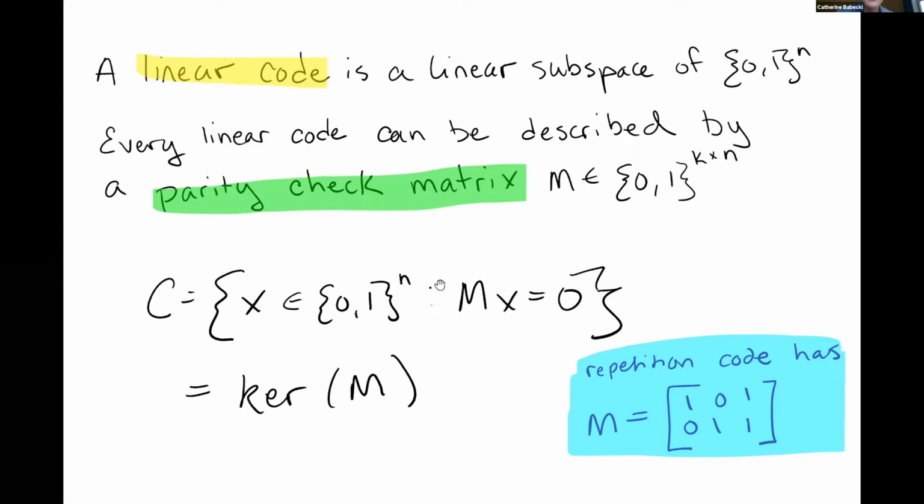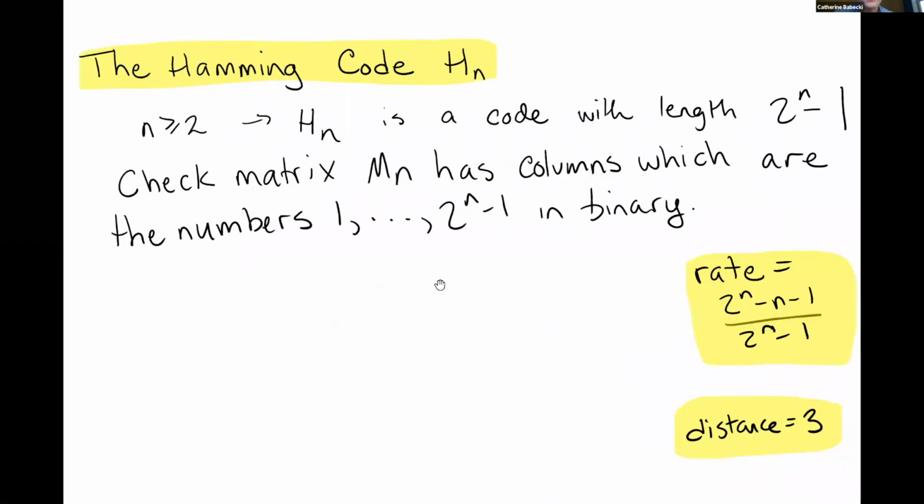There are other ways to describe linear codes. For instance, there's a thing called a generator matrix, where your code is the row span of that matrix, but I'm not going to talk about that one. It's less important for our purposes. And the Hamming code is a very special linear code. So that's where we're going to focus the rest of our energy.